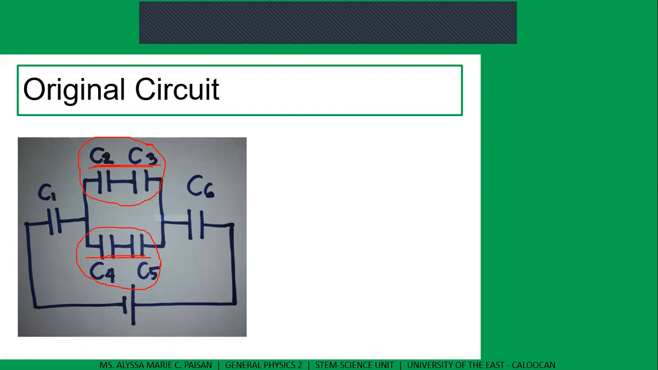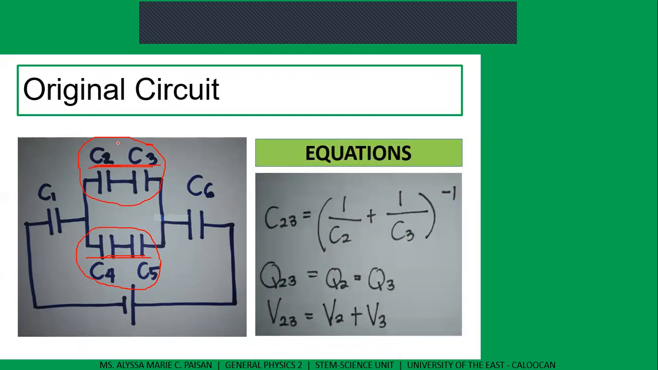So first, again, titingnan natin yung easily identifiable na connection. And here, yung easily identifiable connection natin, na sure tayo, is C2 and C3, tsaka C4 and C5. We know that they are in series. C2 is in series with C3, and C4 naman is in series with C5. So, pwede tayong mamili sa kanilang dalawa. And I chose the C23, itong nasa taas. Kahit ano naman unahin nyo, okay lang, no? So, I'm going to combine C2 and C3. That's going to be C23.